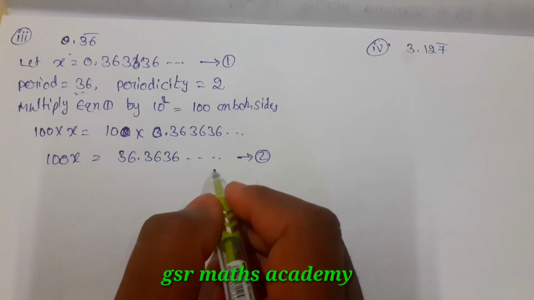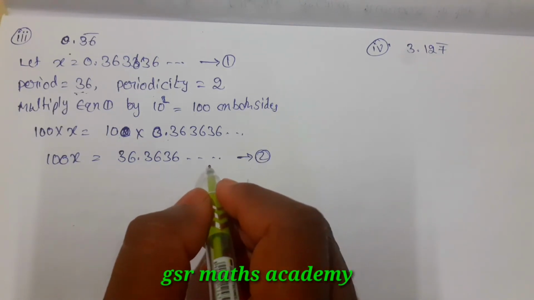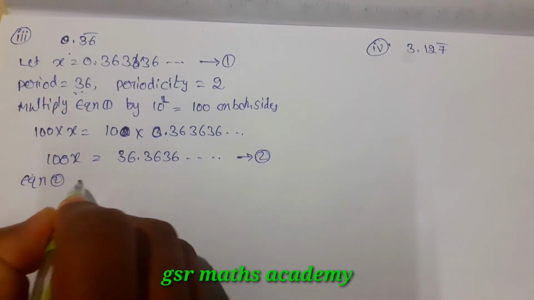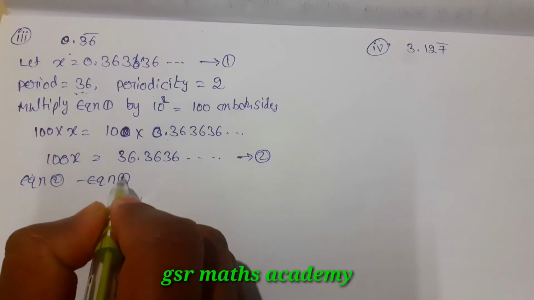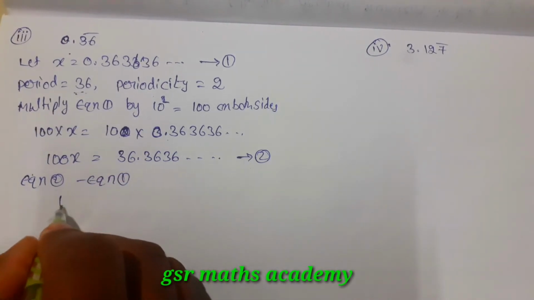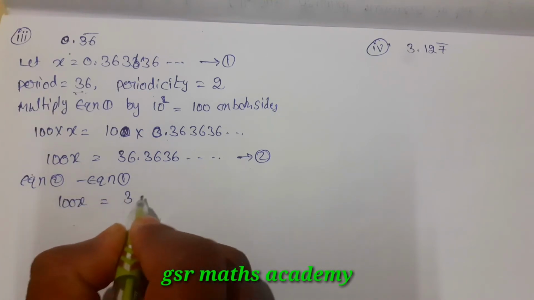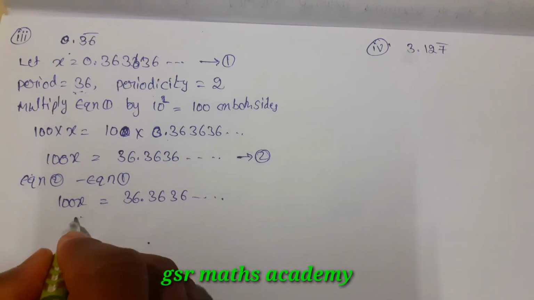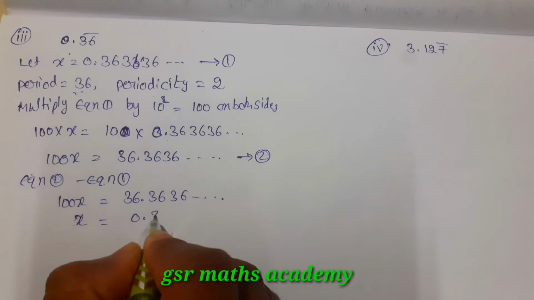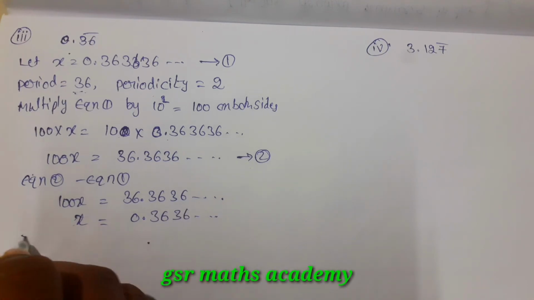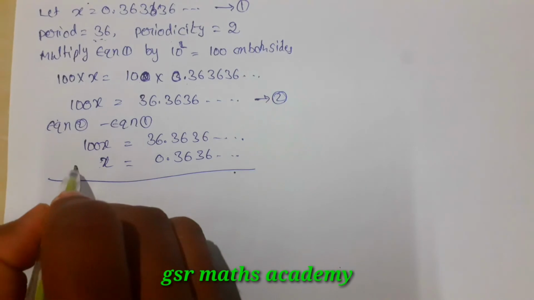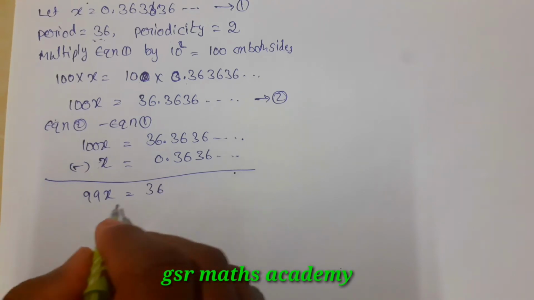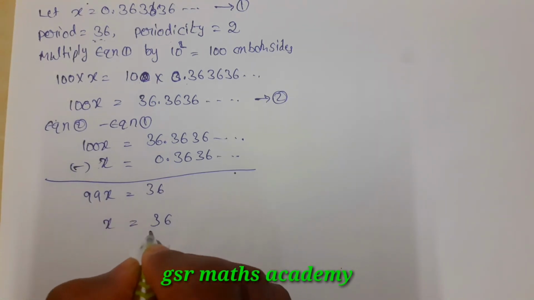Then what is the next step? Can you guess? Yes, you are correct. We have to subtract equation 1 from equation 2. So equation 2 minus equation 1. On doing this, 100x is equal to 36.3636 and so on, and equation 1 is x is equal to 0.3636 and so on. On subtracting, 100x minus x, that is 99x, is equal to 36. From this, x is equal to 36 by 99.